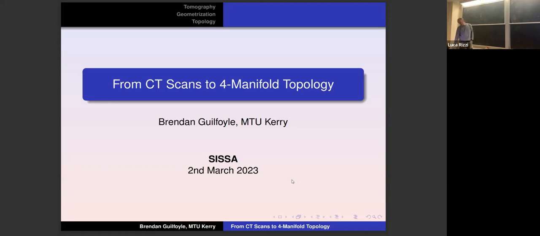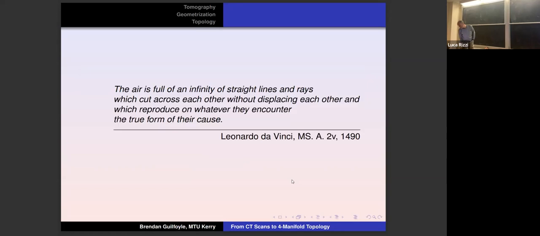Actually, it's the first time I've spoken in a long time, but the basis of what I'm doing, you could probably go back 500 or 600 years. If you look at some of Leonardo's manuscripts, he talks about the air being full of an infinity of straight lines and rays, which cut across each other without displacing each other. So he's saying you're looking at a set of lines, or oriented lines being rays, and you view them as individual objects. He's defining the space of oriented and unoriented lines in R3 in this case.